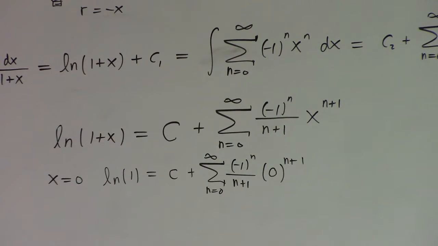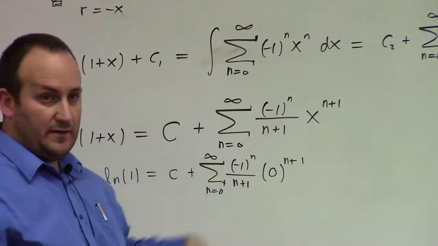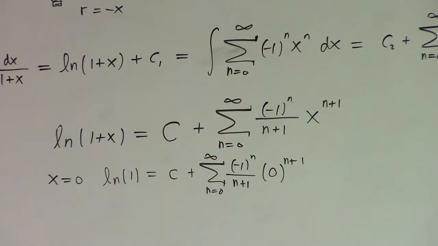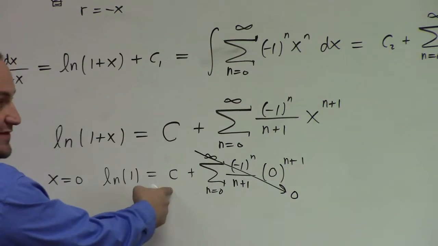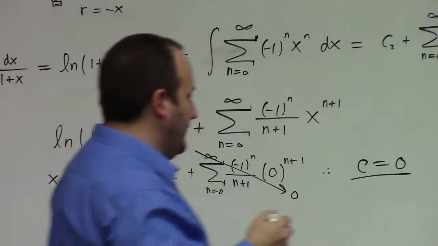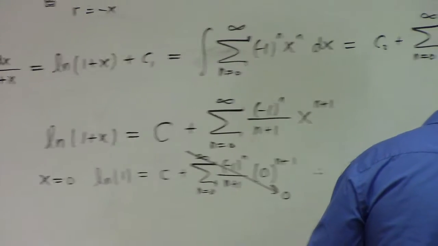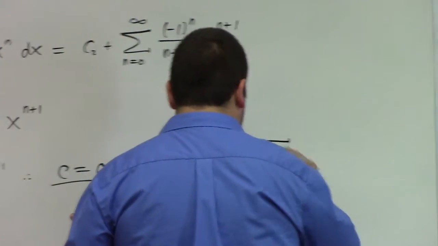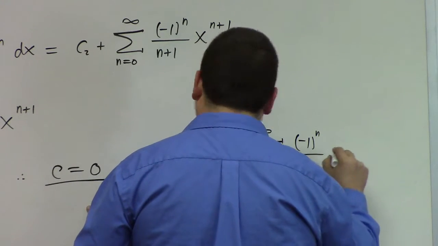But this series starts at x. It goes like x, and then x squared, and then x cubed, and so forth, right? Because n equals 0 gives me n plus 1 of 0 plus 1, which is 1. My point is, when you plug in 0 into the series, you just get 0. So this whole thing goes away, and so we get log of 1 equals c, so therefore c is equal to 0. And there you go. We have earned a power series then. The log of 1 plus x is equal to the sum, n equals 0 to infinity, minus 1 to the n over n plus 1, x to the n plus 1.